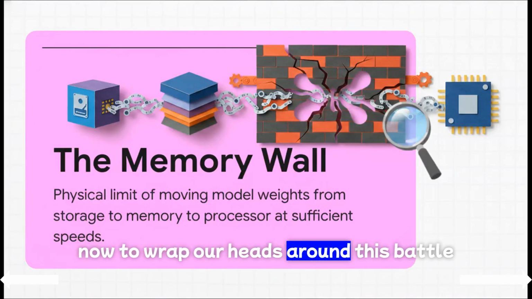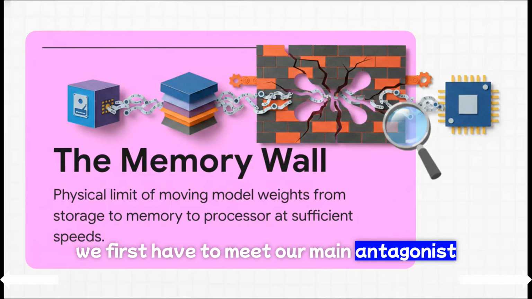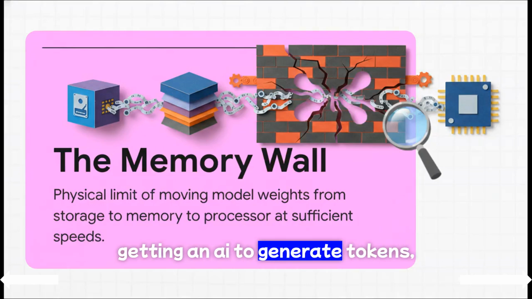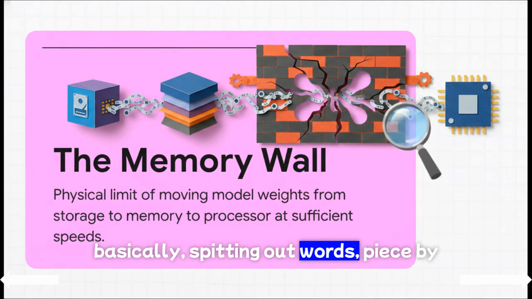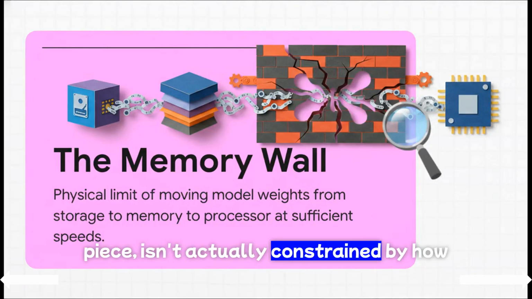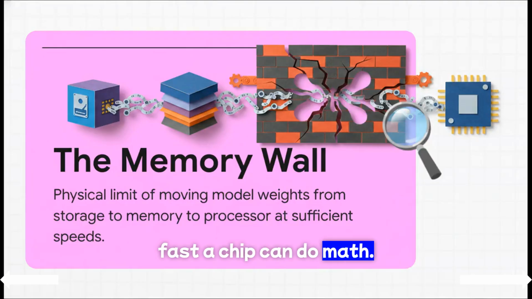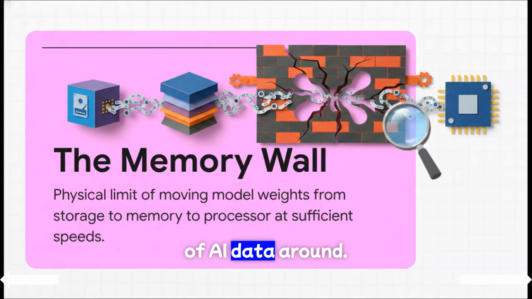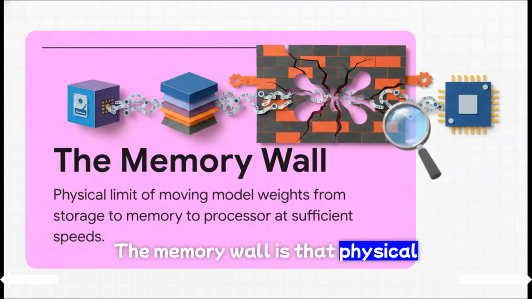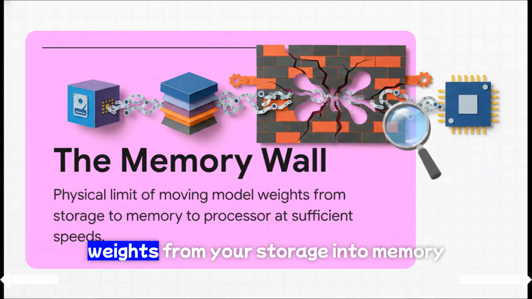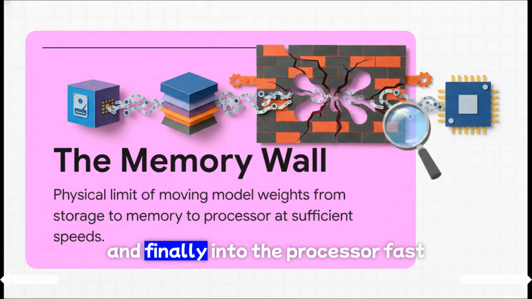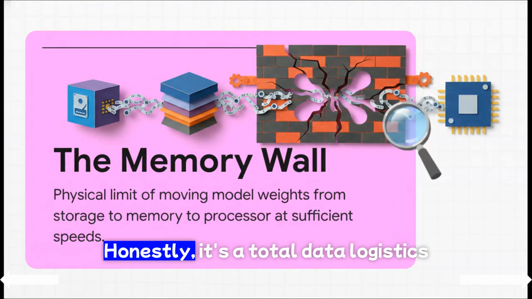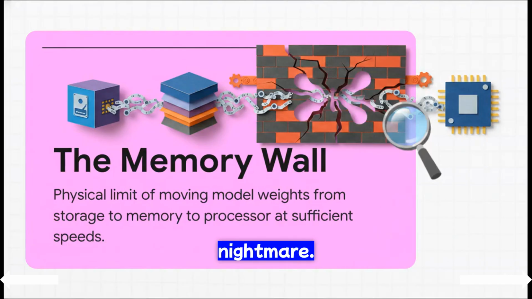Now, to wrap our heads around this battle, we first have to meet our main antagonist. It's known as the memory wall. Getting an AI to generate tokens, basically spitting out words piece by piece, isn't actually constrained by how fast a chip can do math. Not at all. It's a physics problem. It's all about shuffling massive amounts of AI data around. The memory wall is that physical limitation of moving billions of model weights from your storage into memory and finally into the processor fast enough to give you a real-time response. Honestly, it's a total data logistics nightmare.